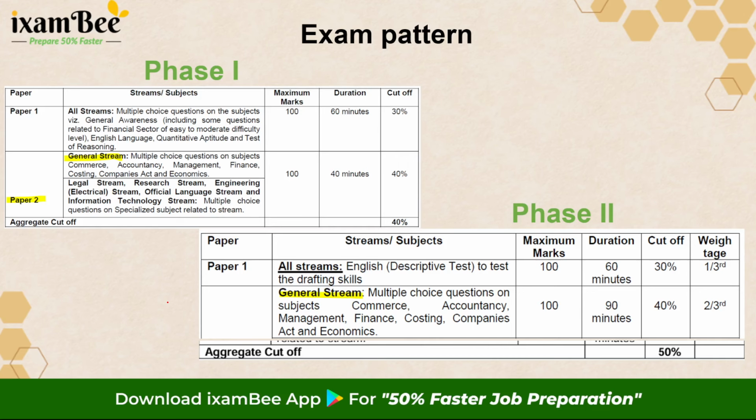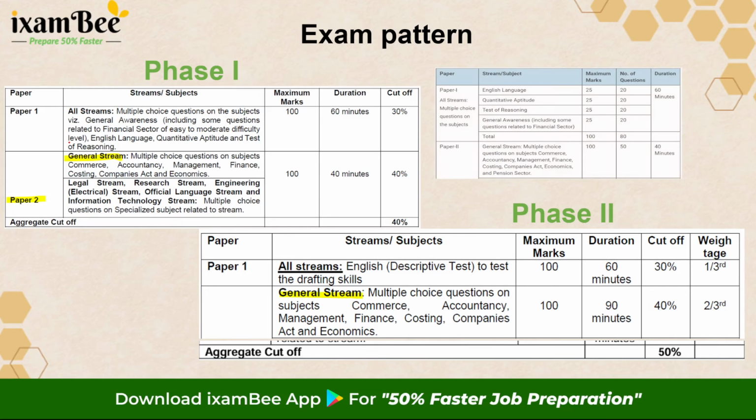Just very quickly summarizing the exam pattern. I hope you have now understood the exam pattern of the exam. The exam consists of two phases, phase 1 and phase 2. Both have two papers each, paper 1 and paper 2. Paper 2 is common in both the phases, while paper 1 is different. In phase 1, paper 1 focuses on your aptitude subjects consisting of English, quant, reasoning and general awareness of 25 marks each, asked through 20 questions each.